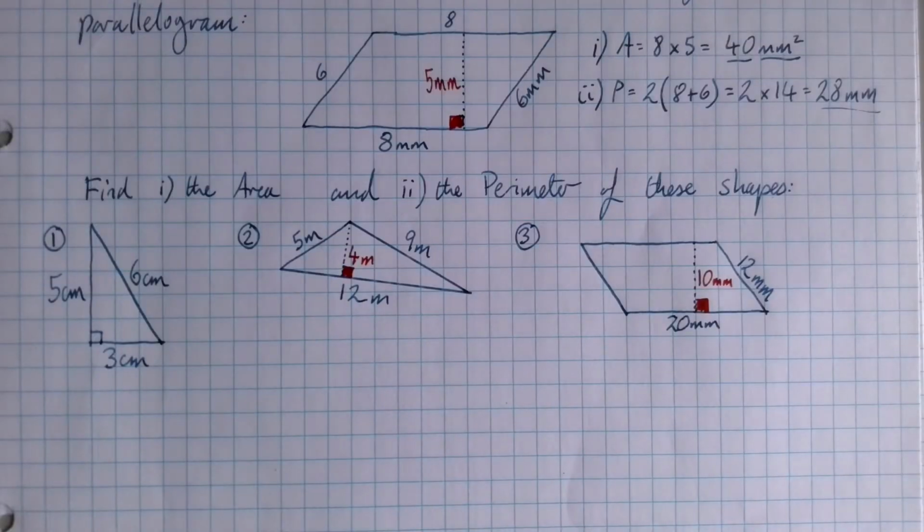Right, so now see how you get on with mixing it up a little bit. So we've got a couple of triangles, one of them right angled, one of them not, and a parallelogram. So pause the video, have a go at doing both the area and the perimeter of these three shapes, remembering your units. Okay.